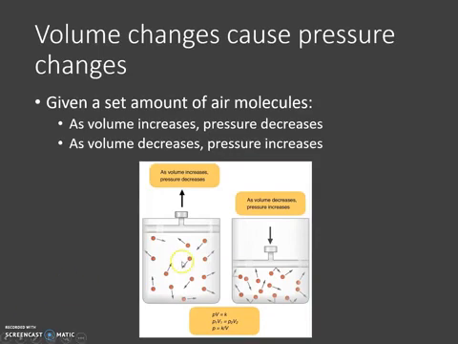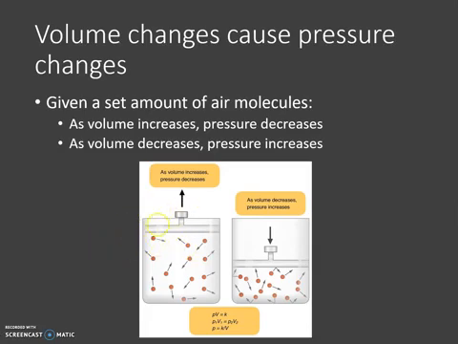So if we take a look at a container that has a volume, and a volume is just an amount that the container can hold, or it's the size of the container. And then we've got molecules inside this container, and these molecules are bouncing around. So let's pretend like these molecules are oxygen or carbon dioxide, or really just air in general, which is a mixture of different gases like oxygen, carbon dioxide, nitrogen, etc.